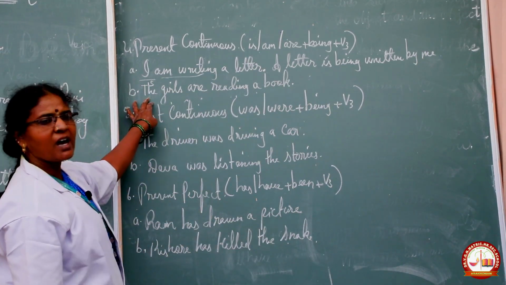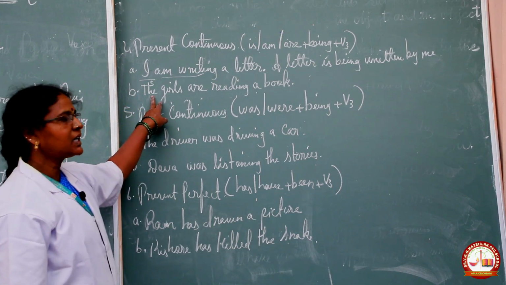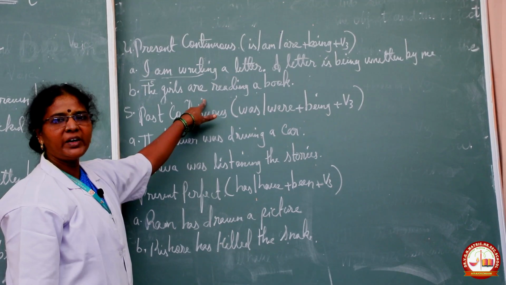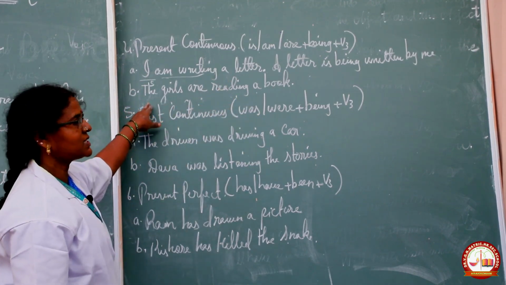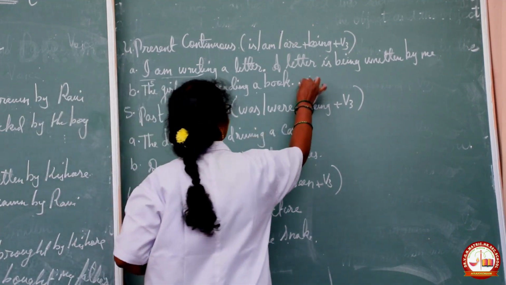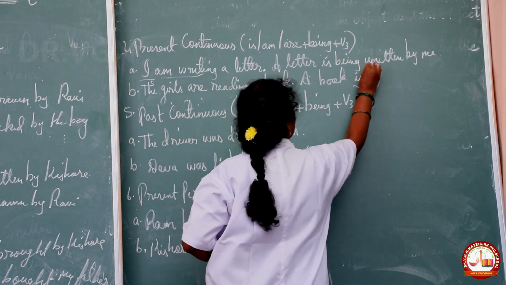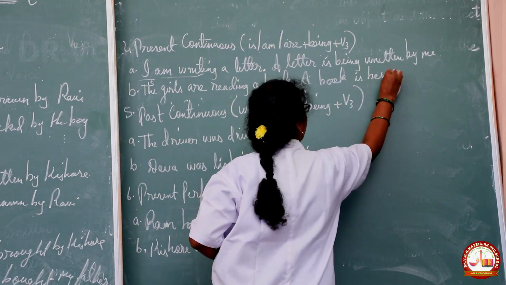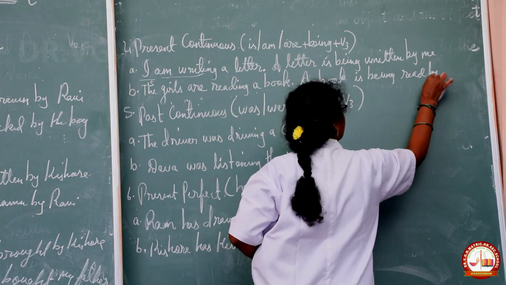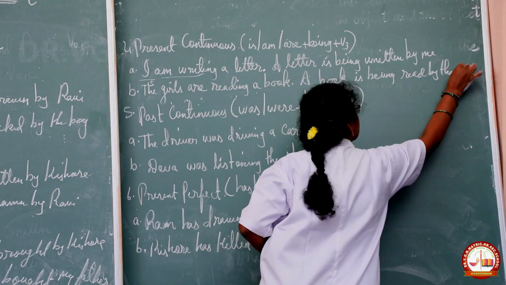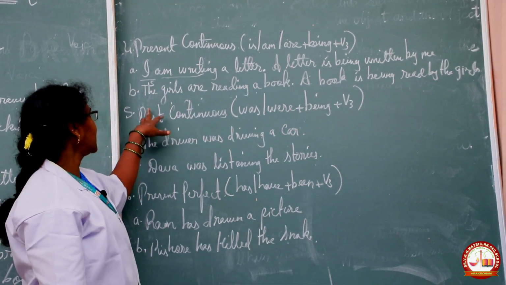Like that, the girls are reading a book. So here the girls is the subject, are reading is the verb, a book is the object. So it is present continuous tense. So what is the format? A book is being read by the girls. See, a book is being read by the girls.